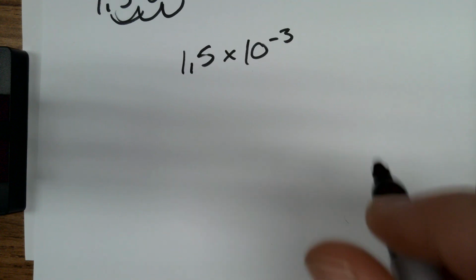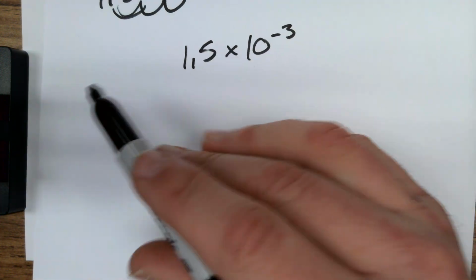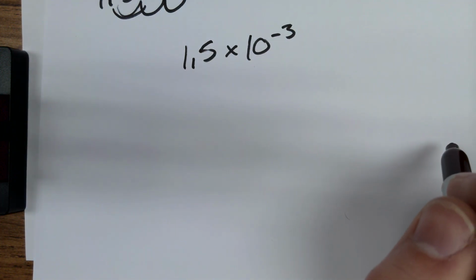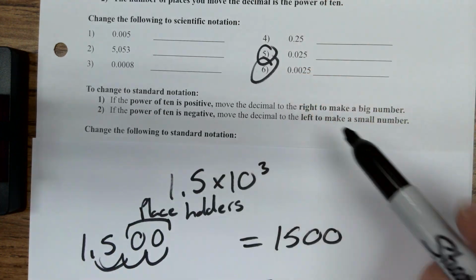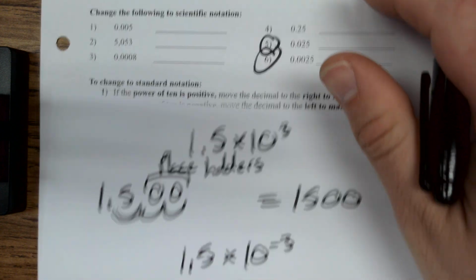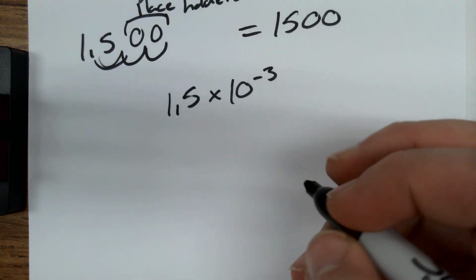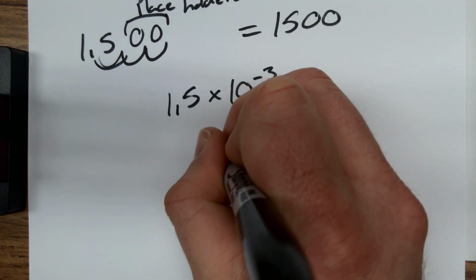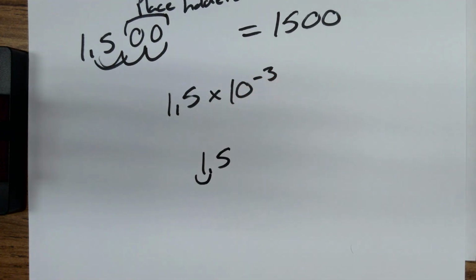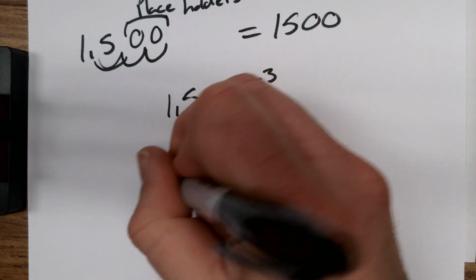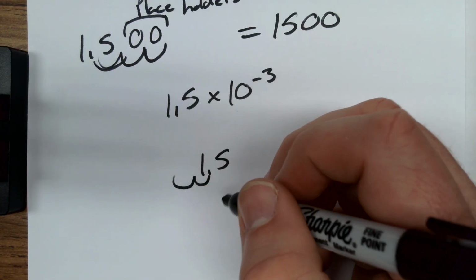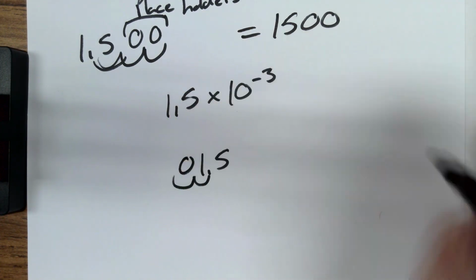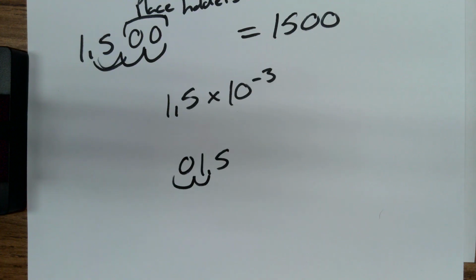So, if I'm going to negative 3, am I moving my decimal place to the left or to the right? What does my rule tell me? I'm moving it to the left to make a small number. I move it once. Now it's 0.15. I move it again. What am I going to put in this hole right here? A 0. That's twice.